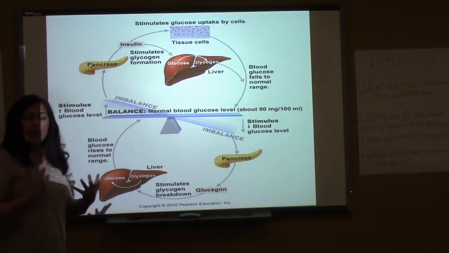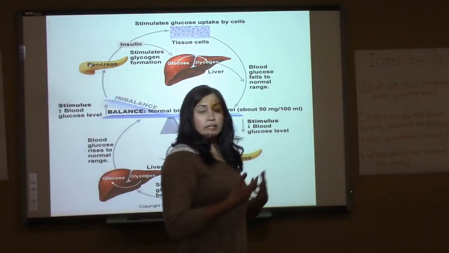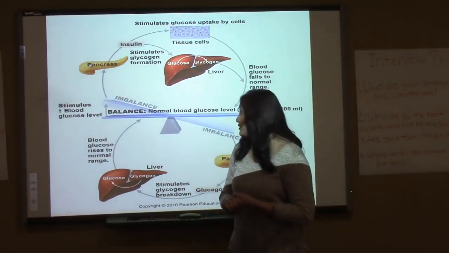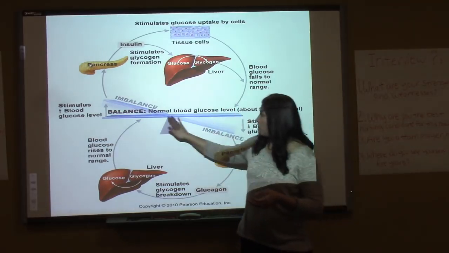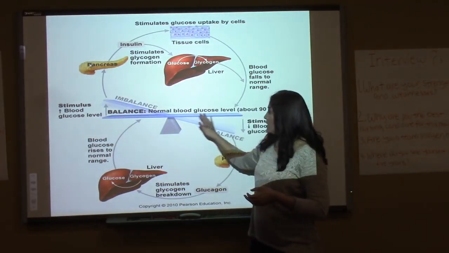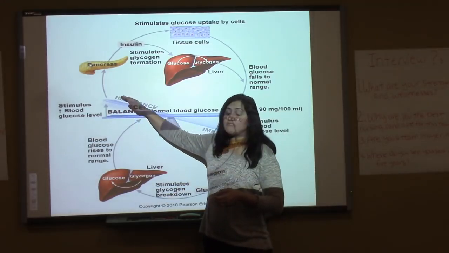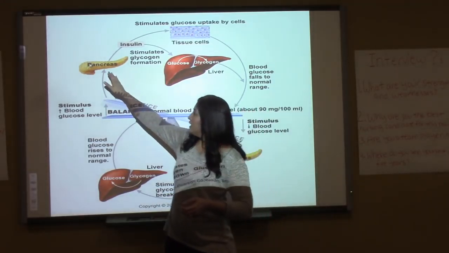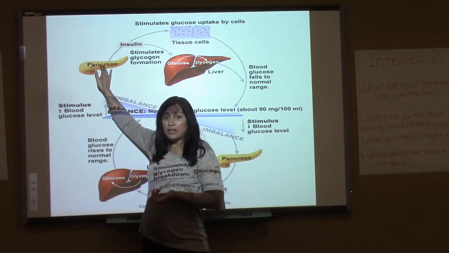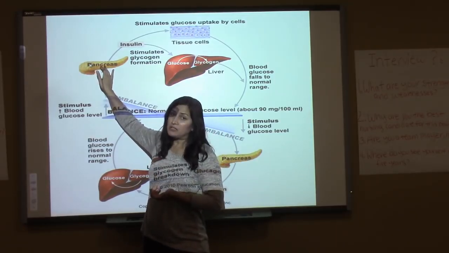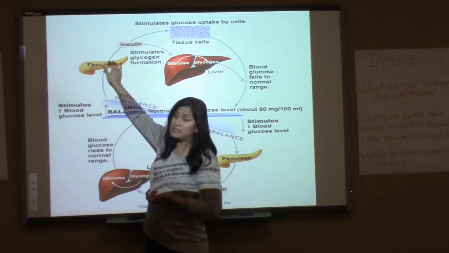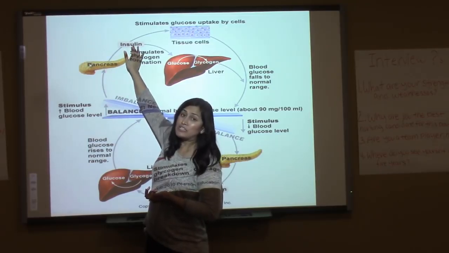Now, let's see how insulin and glucagon either increase or decrease blood glucose levels. So right here you have a normal level of glucose. So here's glucose homeostasis. When your glucose levels have increased, it's going to stimulate your pancreas. Which cell in the pancreas? It's going to stimulate your beta cell. Your beta cell in turn is going to release a hormone called insulin.